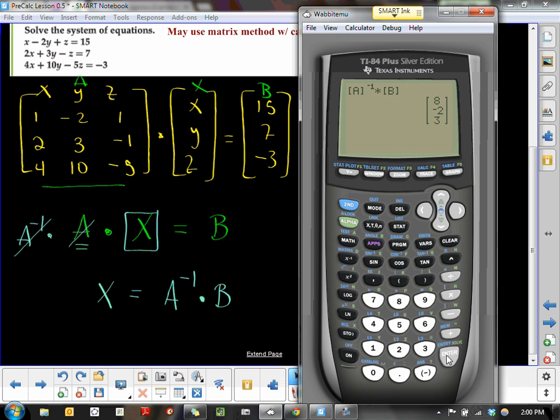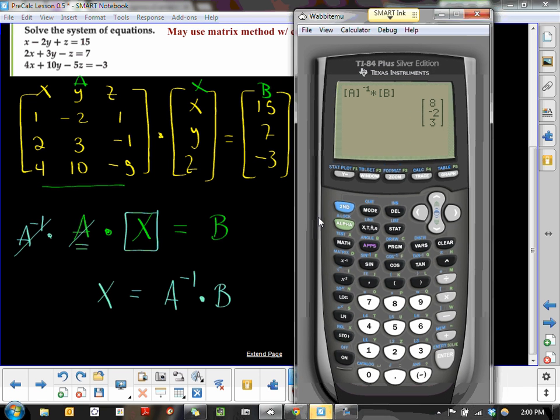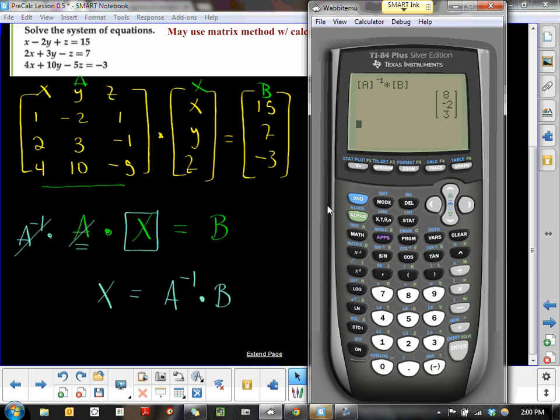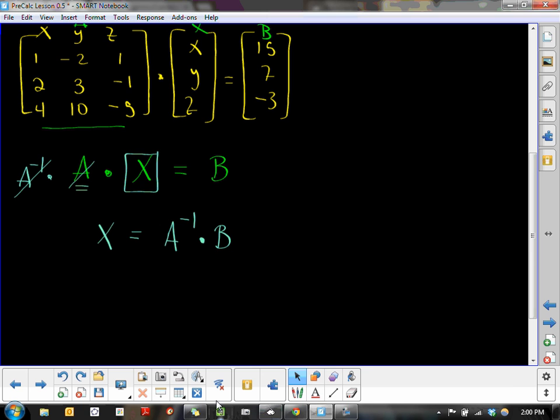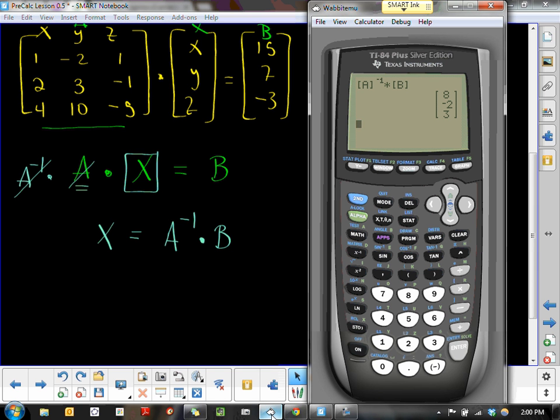This is what our variable matrix should equal. Let's see if I can get that to slide. Okay, I just can't, for whatever reason. There, I got a little more room. Bring the calculator back up. It says that our matrix X, which is our variable matrix, should be equal to 8, -2, 3.